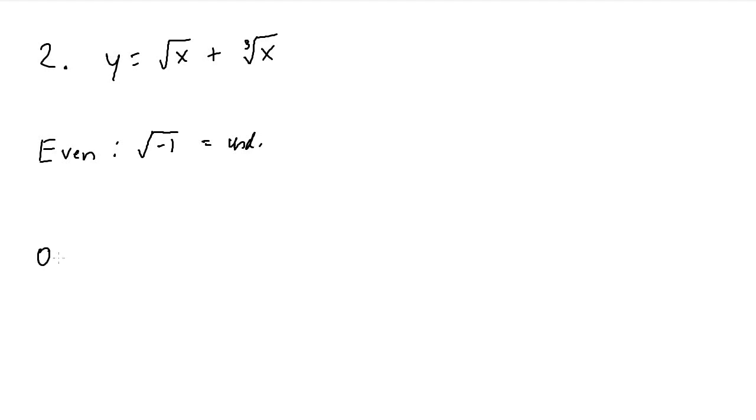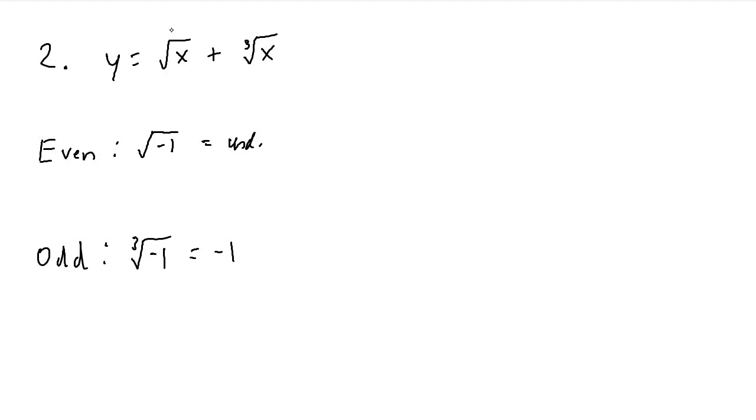But for odd-rooted functions, such as the cube root of x, if you have, let's say, the cube root of -1, you'll get -1. So you can still graph that function. There is no discontinuity with odd-powered functions when it comes to negative numbers. So we don't have to worry about the cube root of x, because the domain of that is all real numbers. What we really have to worry about is the square root of x.